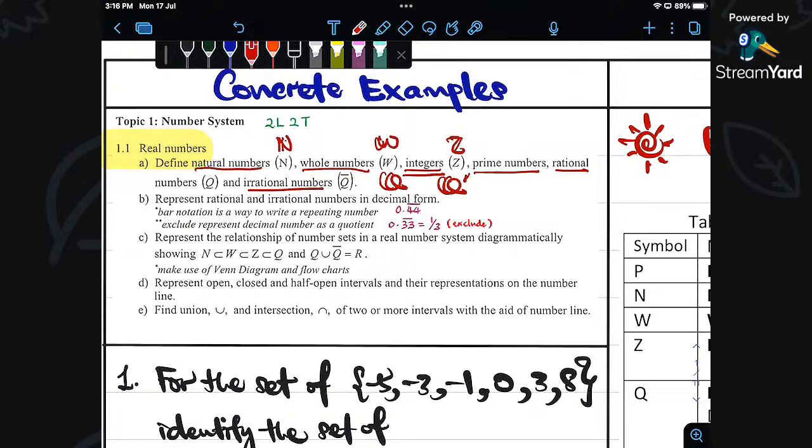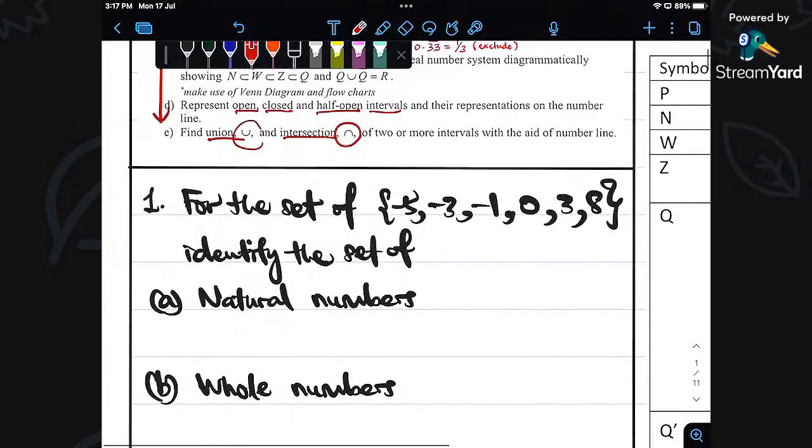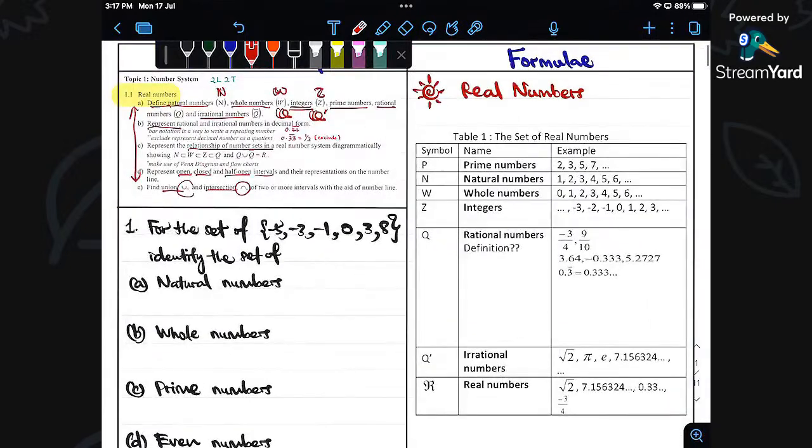So we are going to go through all of these learning objectives, from defining to representing, and then we will learn about the relationship of the number sets in a real number system. The second last one is knowing the open, closed, half open intervals. And the last one, we will learn what is union, intersect, and how do we use both of them. So now let's begin with our first question.